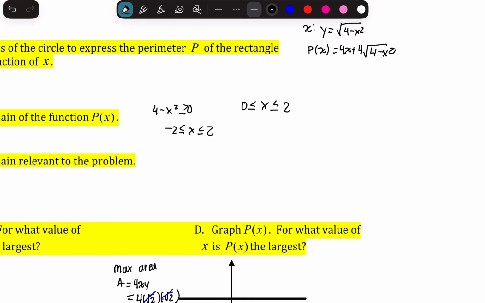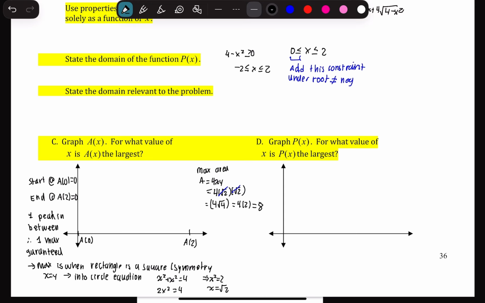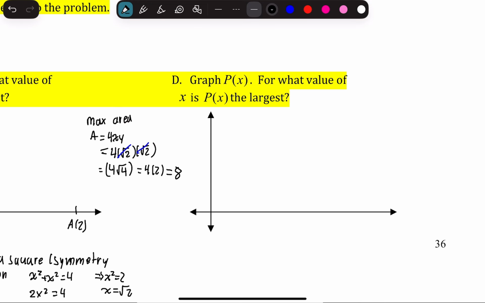So we have to add this constraint, because under the root cannot be negative numbers. So now let's do this. Graph P of x for what values of x is the largest. So we have to evaluate the endpoints.